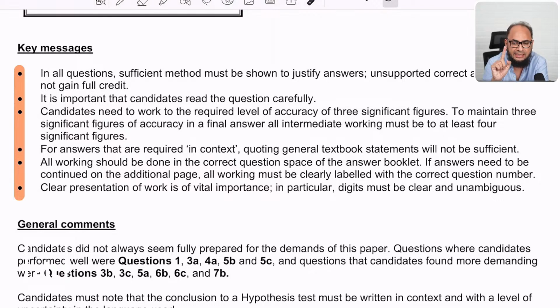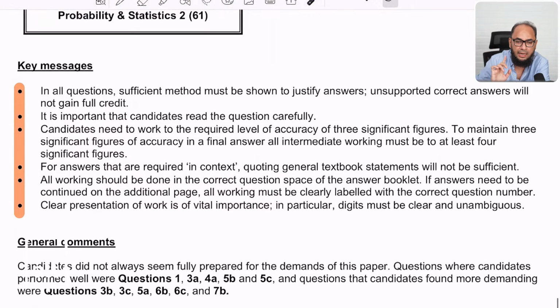In all questions, sufficient method must be shown to justify answers. Unsupported answers will not gain full credit. In simple English, what it means is that show every piece of working. Whether you are doing factorization, you are integrating something, you are differentiating something. I'm talking with perspective of P3 also, because P3 is also left. And of course, you can watch this video a little bit later also. So now whether we are doing P3 or S2, we have to show all necessary working. If you do not show the working, the examiner won't be happy. The examiner won't be giving you the marks you deserve.